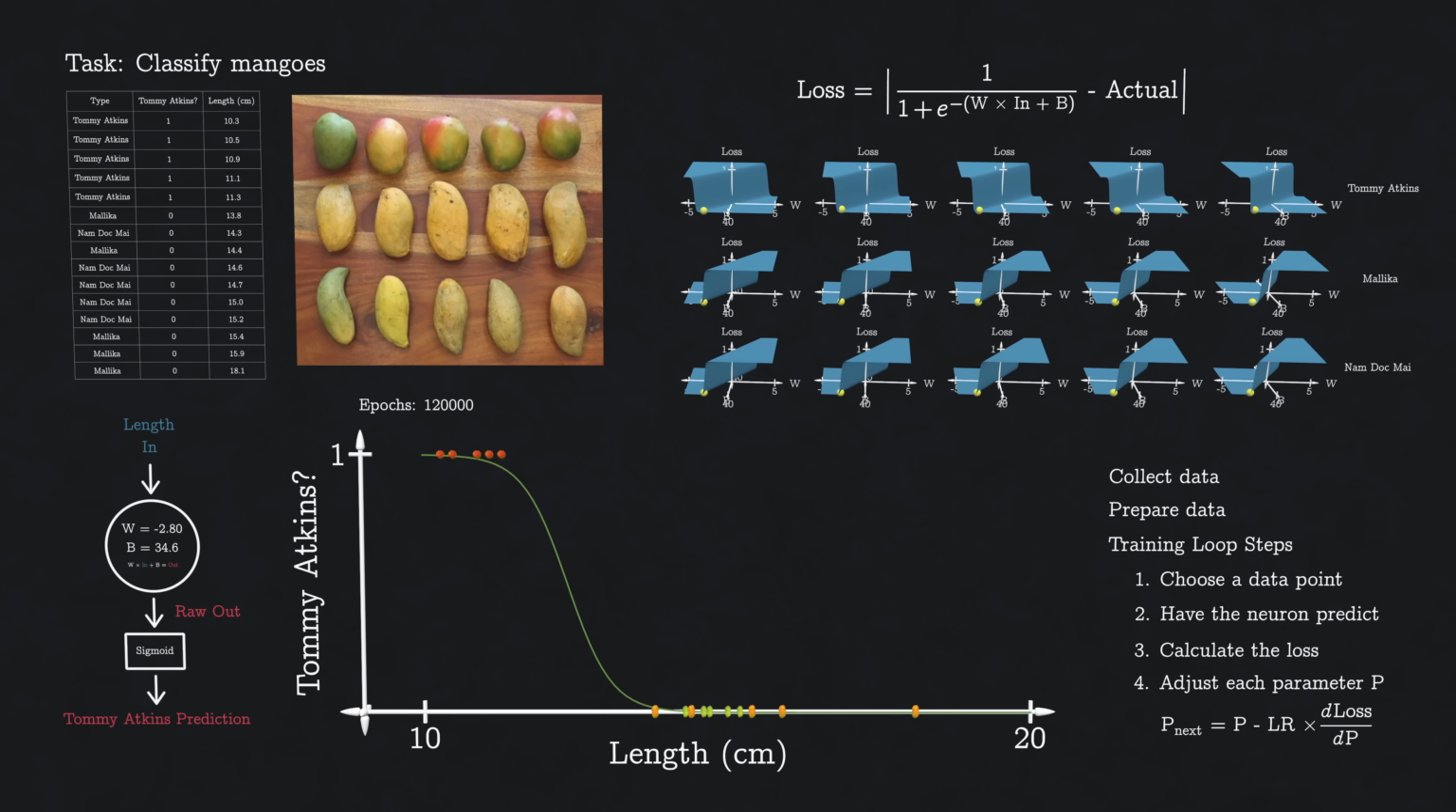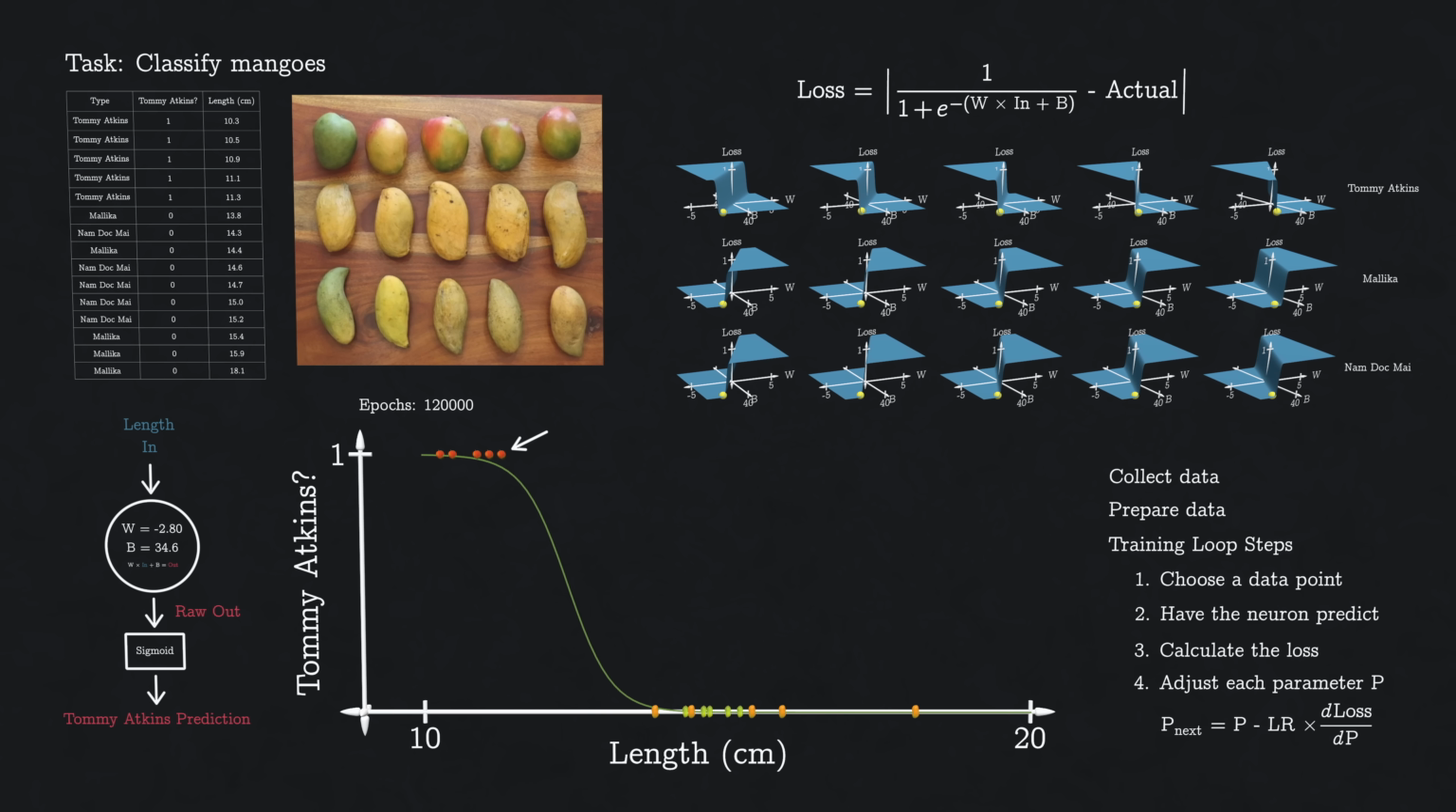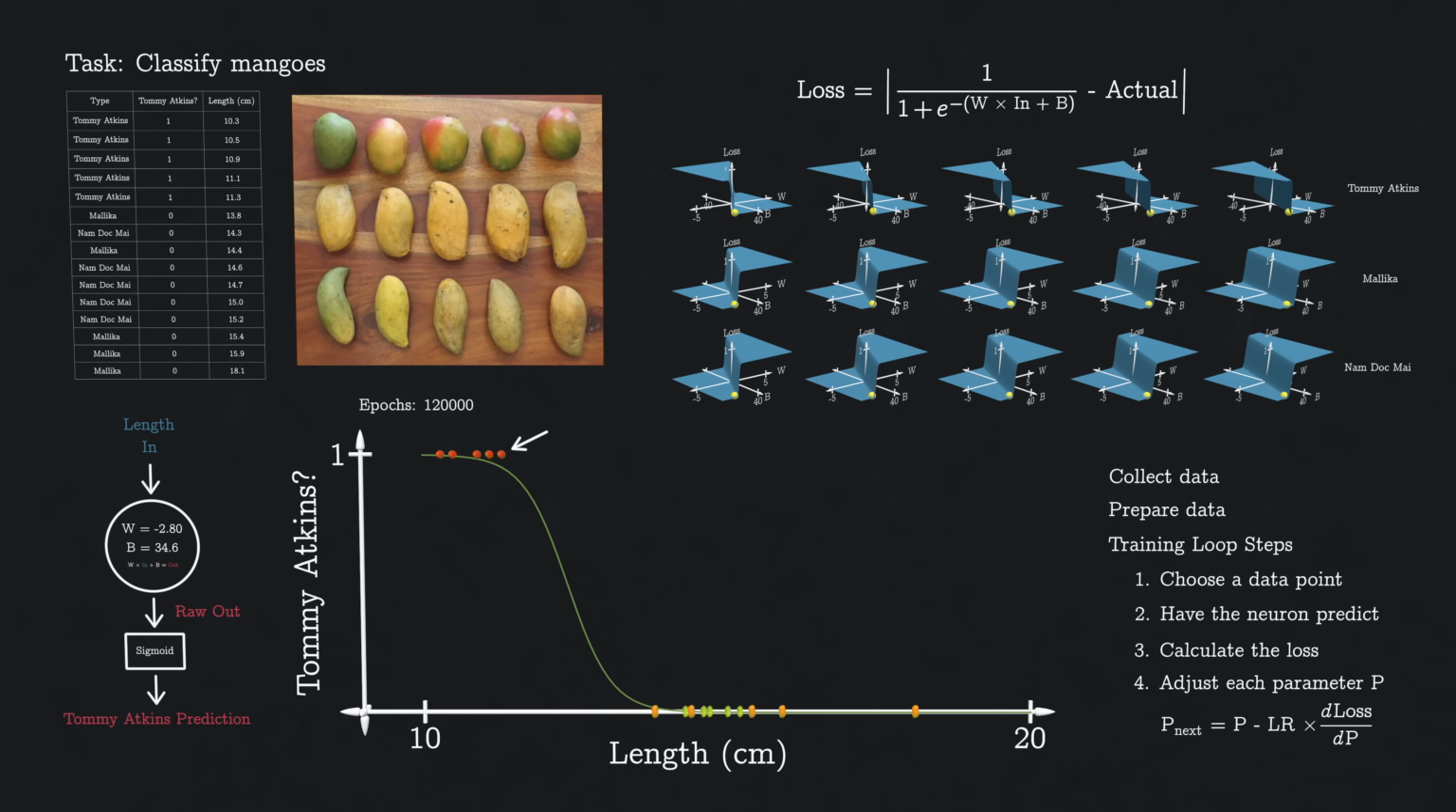For example, it's only about 95% sure about this longest Tommy Atkins mango, or however you want to interpret these intermediate values. But if we pile more epochs on, it does get more accurate. So we've successfully trained this neuron to identify the Tommy Atkins mangoes in this data set based on the length. It wasn't the most efficient thing, and there are things you can do to make it more efficient, but we got there.